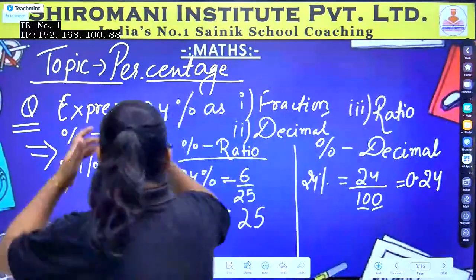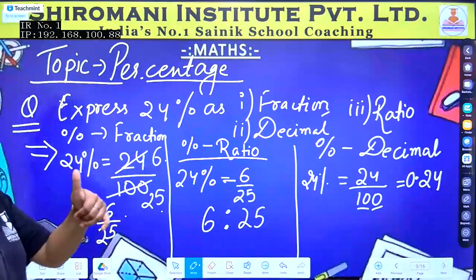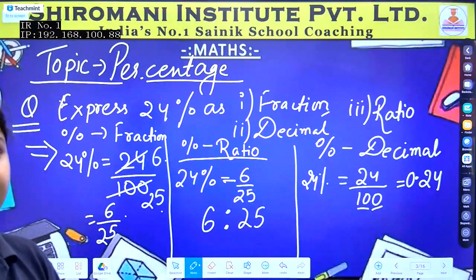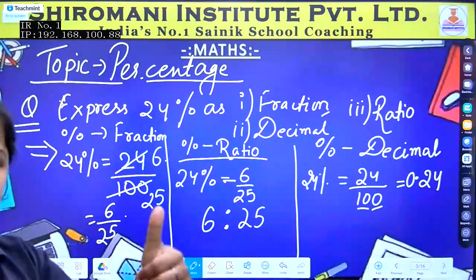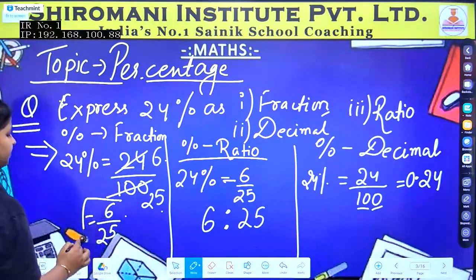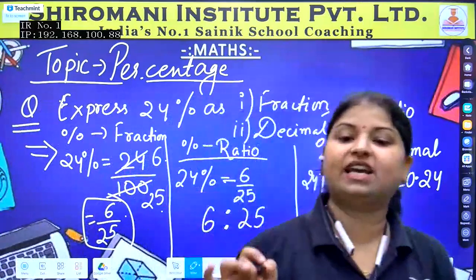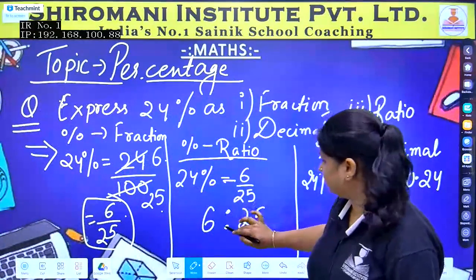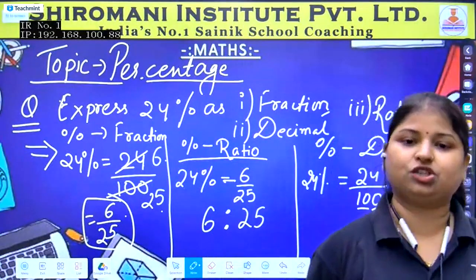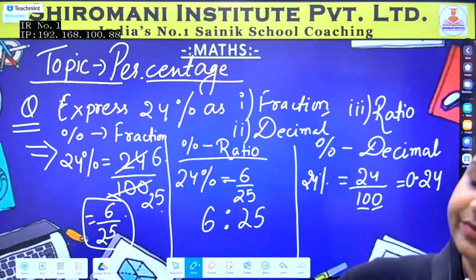Okay. So, Bhavik, for ratio, first you have to convert percentage into fraction. So, did you get percentage into fraction, Bhavik? Percentage into fraction is good? Yes, ma'am. So, whatever fraction comes, that is only the ratio, but you have to use the ratio symbol. That is these 2 dots. So 6 by 25 was my fraction. 6 is to 25 is my ratio. Got it, Bhavik? Yes, ma'am.